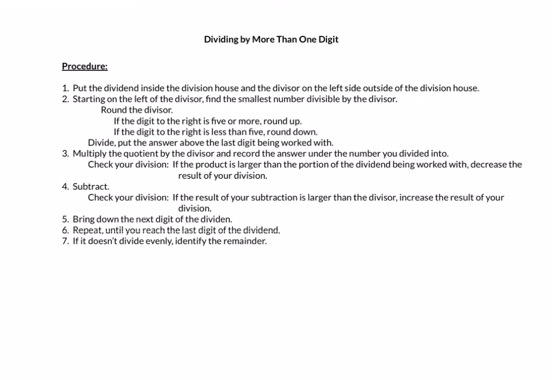The only thing that's going to change is our step 2. You probably don't know your multiplication tables when we get to two-digit numbers. So what we're going to do is round the dividend and the divisor. We'll look at this more in the next section, but for here, we're going to simplify it. If the digit to the right is 5 or more, we want to round up. If the digit to the right is less than 5, we're going to round down. We're going to use this to come up with an estimation.